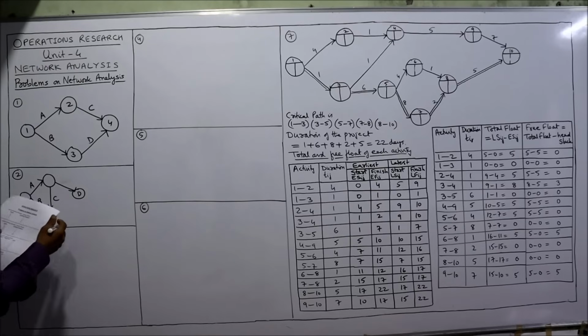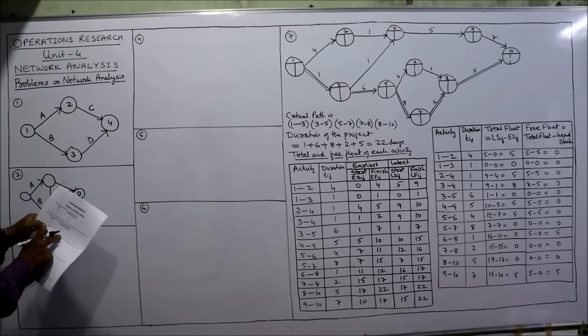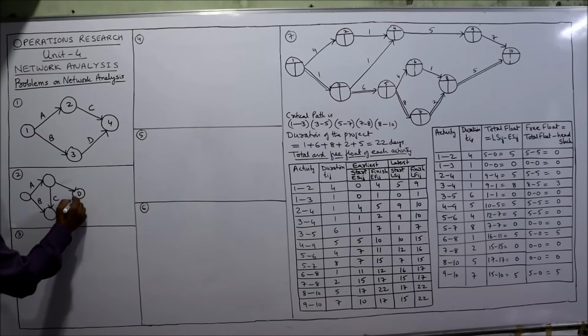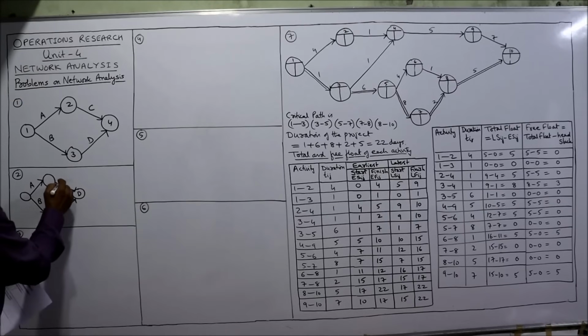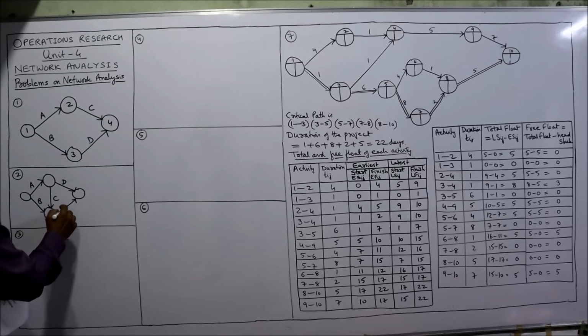Now see carefully. C and D follow after A. E follows after B and C. So E activity will follow after B and C. B and C should combine. That's why both the arrows are meeting here. So now here E. This is D. D follows after A and E follows after B and C.